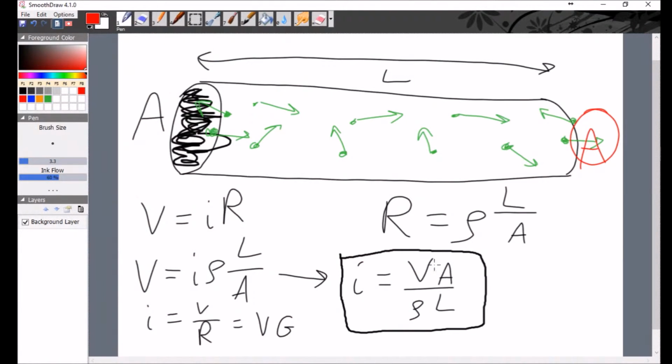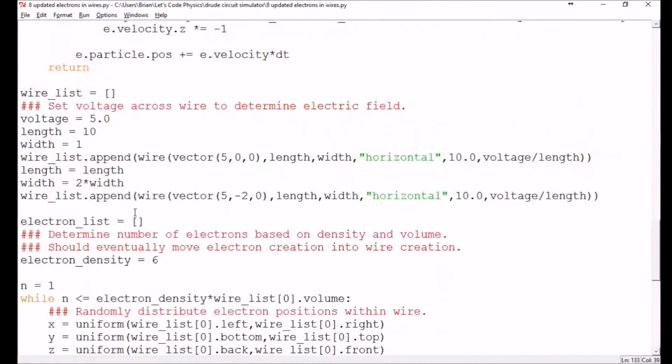So we multiplied this area by 4, we got 4 times the current. So that part of this equation is working. Let's check on our voltage. Let's see what happens if we make the areas the same. So we're going to make identical dimensions of the wires.